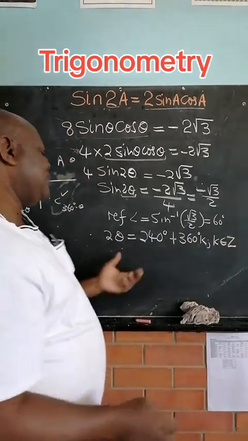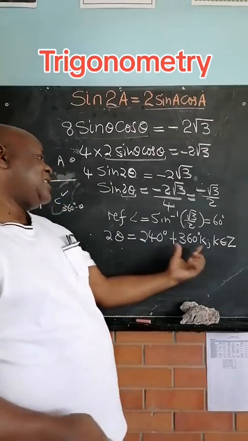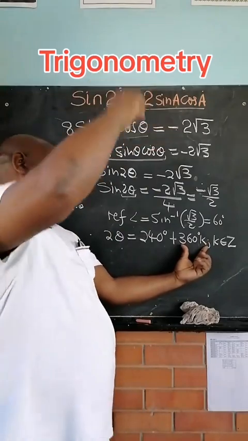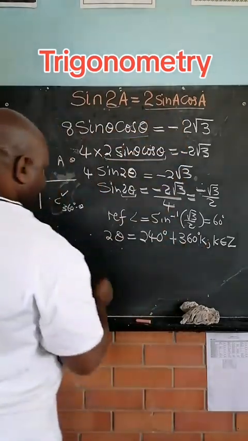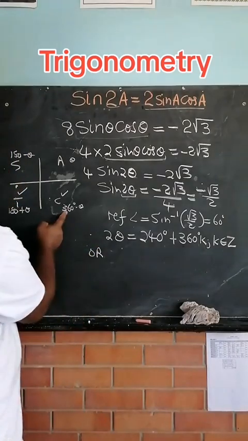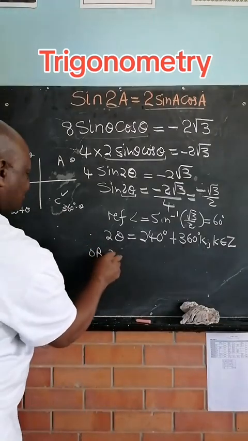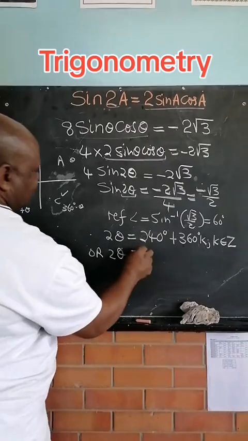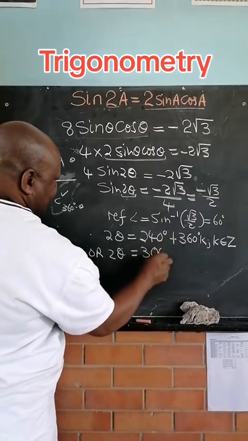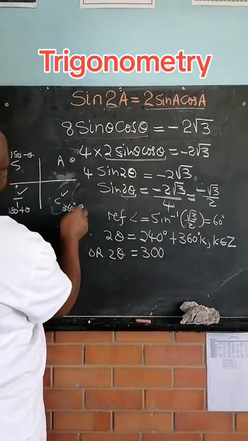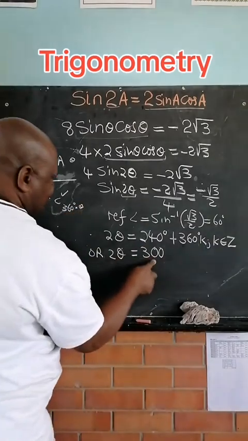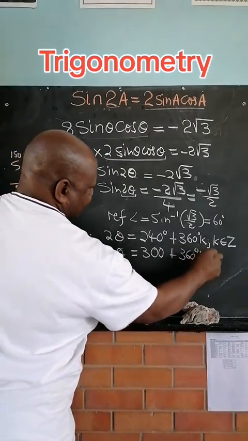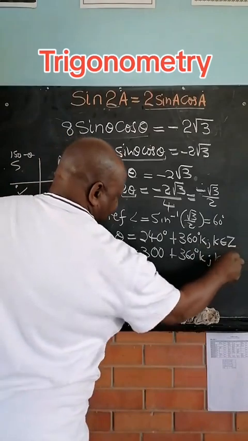This is how we deal with the general solution. We attach a multiple of 360 there to cater for revolutions that will come into that quadrant each time. Or then we go to quadrant number 4. 2 theta shall be 360 minus 60, which is 300. The reference angle is subtracted in place of theta there. So it's 300 plus 360 degrees k, where k is an element of the integers.